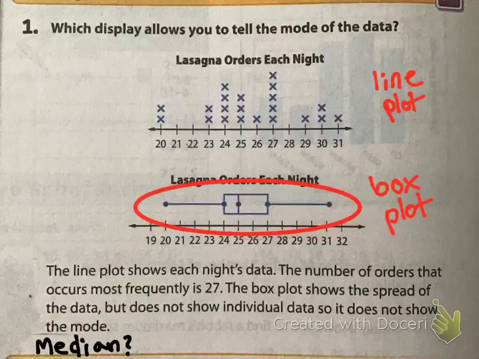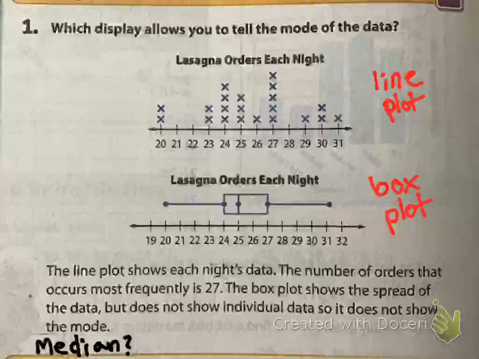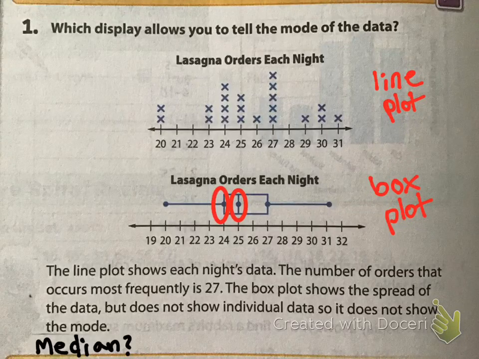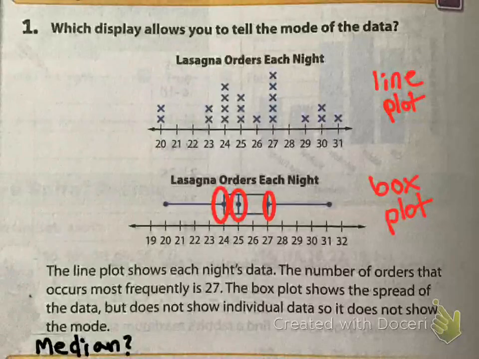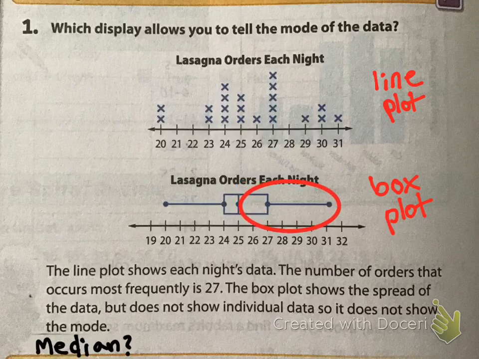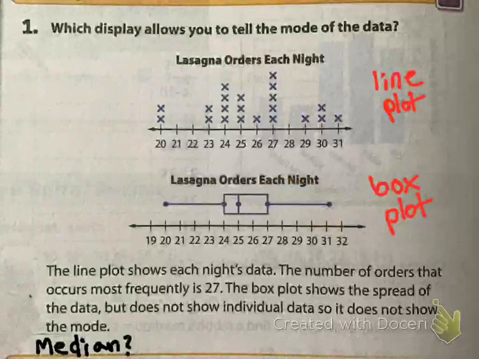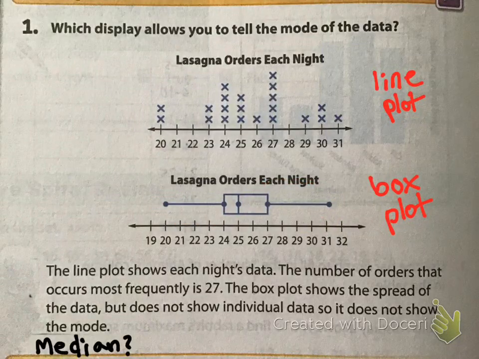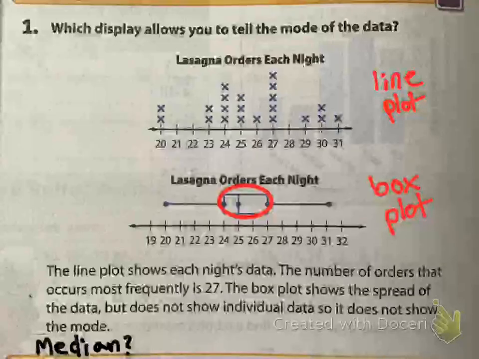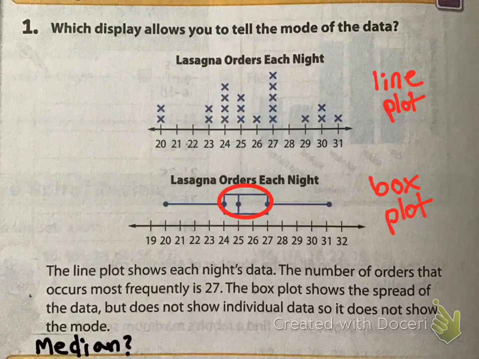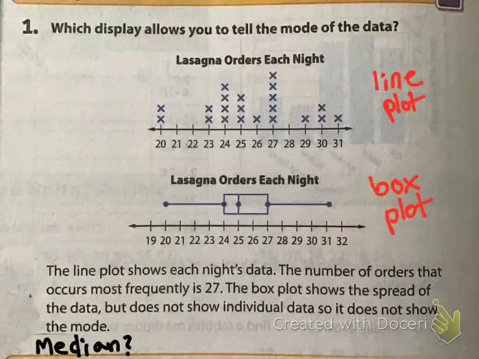This box plot here, it tells me everything. This box plot tells me my Q1. It tells me my median. It tells me my Q3. It tells me 50% of my data is above 25 and 50% of my data is below 25. It tells me 50% of my data is between 24 and 27. This is stuff that I can't see automatically on a line plot or a different graph.